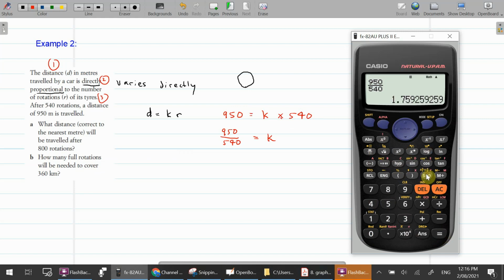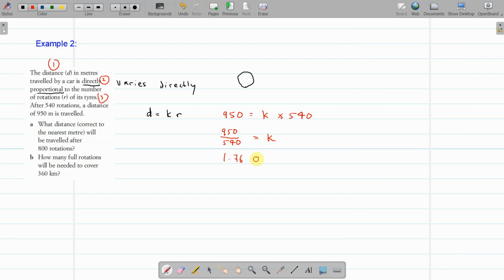Let's do 2 decimal places. 1.76. That means the link means that the car travels 1.76 metres every time a tyre goes around once. That's the link. Okay, so the equation doesn't ask us to do that, but the equation would be distance equals 1.76 times the number of rotations.